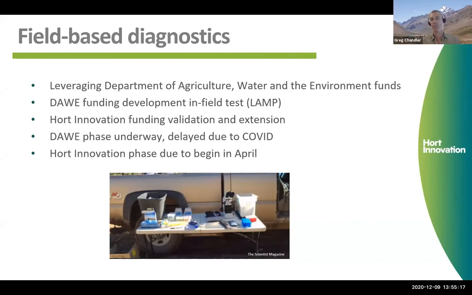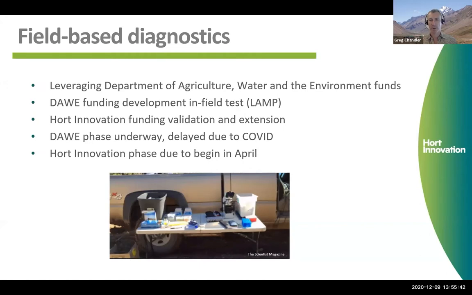In terms of Hort Innovation more specifically, we've got 2 projects. They're still going through the contracting phase at the moment, but they should be up and running in mid to late January, I'm hoping. Stuart mentioned one of the projects that Agriculture Victoria is running on developing a LAMP assay or a rapid field-based test for fall armyworm.